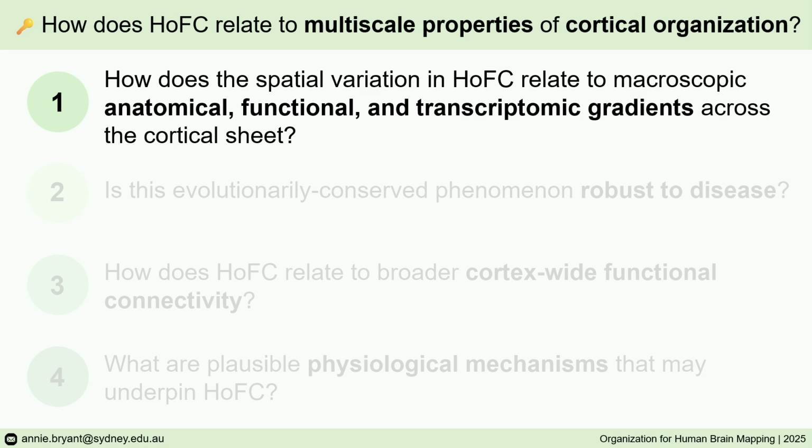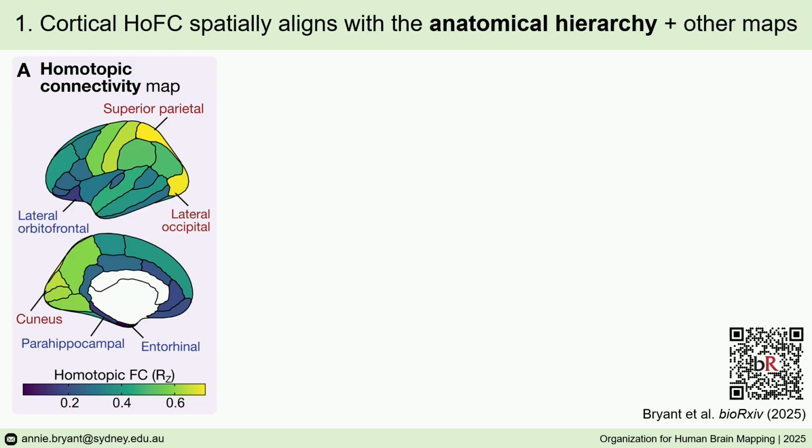So let's dig into our first main question, which was asking how homotopic connectivity spatial variation interfaces with multimodal properties of cortical organization. As we'd seen before with directed information, we see a gradient in homotopic coupling magnitudes from lowest in limbic and association regions to highest in primary sensory and motor regions.